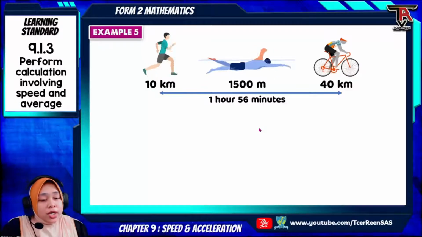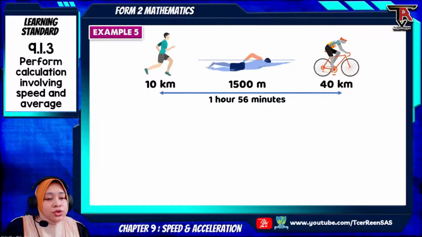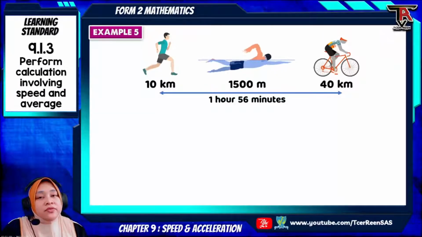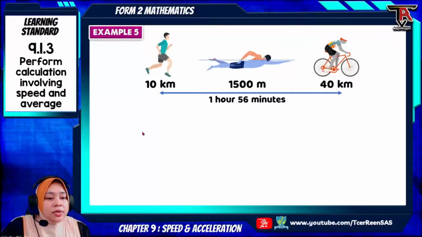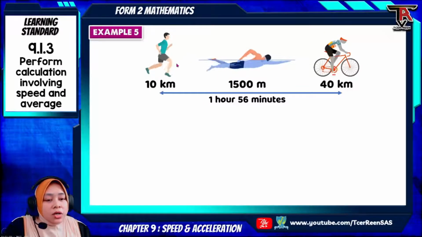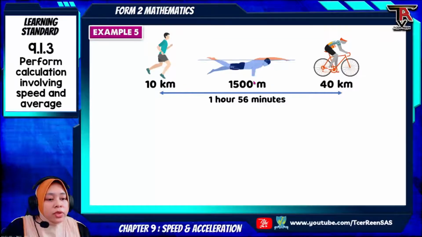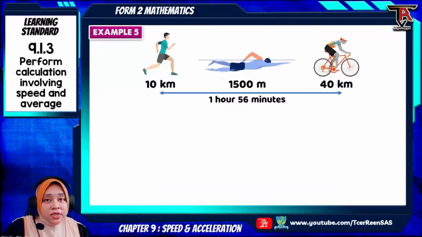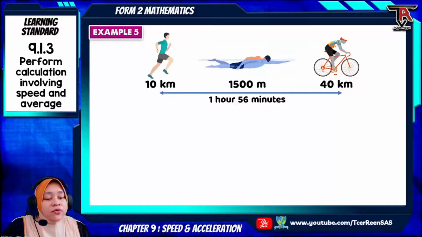Okay, I give you a final example to show how to find the average speed and also how to convert the unit that is given in the question. Here you can see a man taking part in a triathlon, running for 10 kilometer, swimming for 1,500 meter, and cycling for 40 kilometer. All that he does in 1 hour 56 minutes. The question asks us to find the average speed in kilometer per hour.